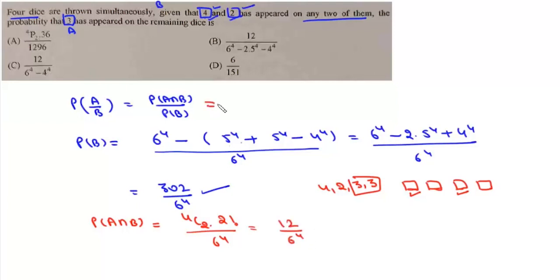So this conditional probability will be simply 12 upon 302, which is 6 upon 151, and that's your option D.